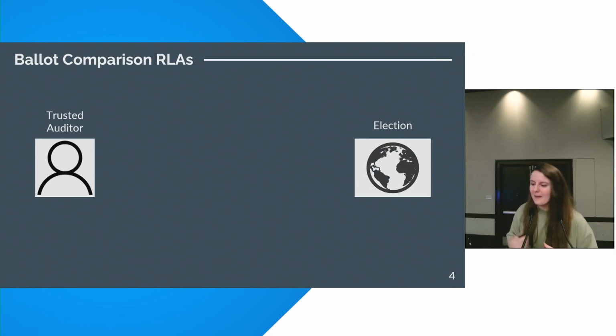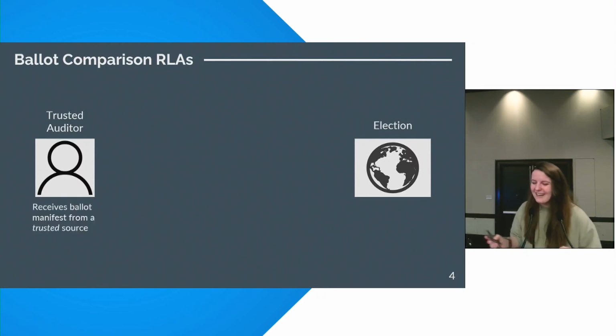So, the procedure for ballot comparison RLAs. You have your trusted auditor in your election, denoted by the world here. We are essentially checking information coming from the election. The election is not necessarily adversarial. However, we do not trust the information coming from it, mainly due to the fact that machines are involved, and machines can have malfunctions and miscalibrations, so we need to look at the information.